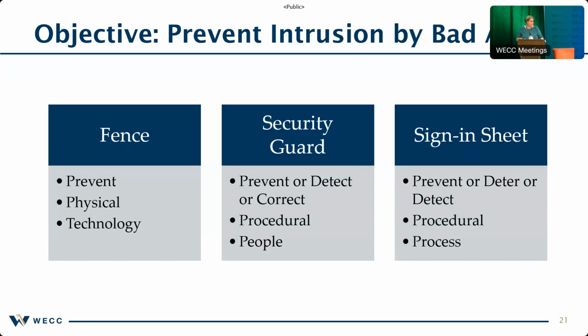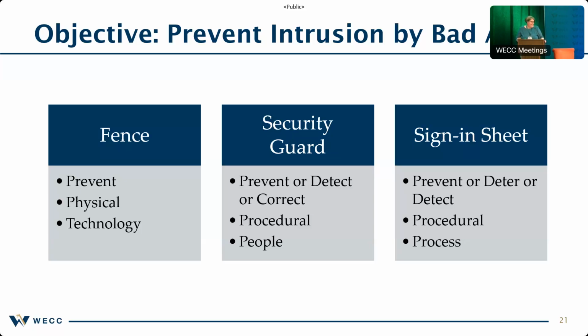Let's take the objective of preventing intrusion by a bad actor. Well, just from the objective, we know we're going to have preventative controls. So I've selected a fence, a security guard, and a sign-in sheet. The three controls I selected all have preventative functions, but the security guard also has detective and corrective functions. Why is that? We're not expecting the security guard just to stand there and block the way, are we? We're expecting that if someone gets by, he's going to detect that intrusion and take corrective action.